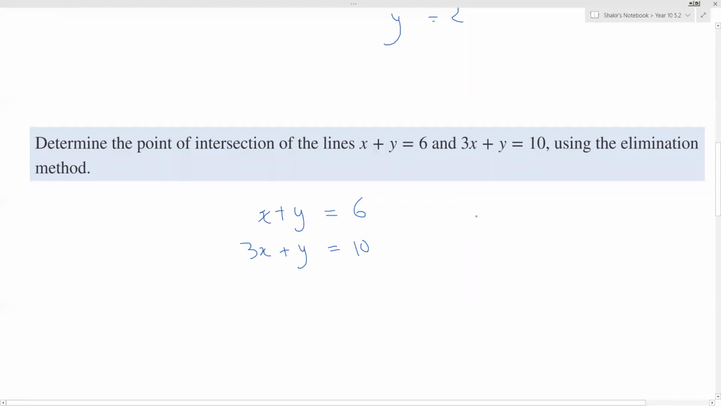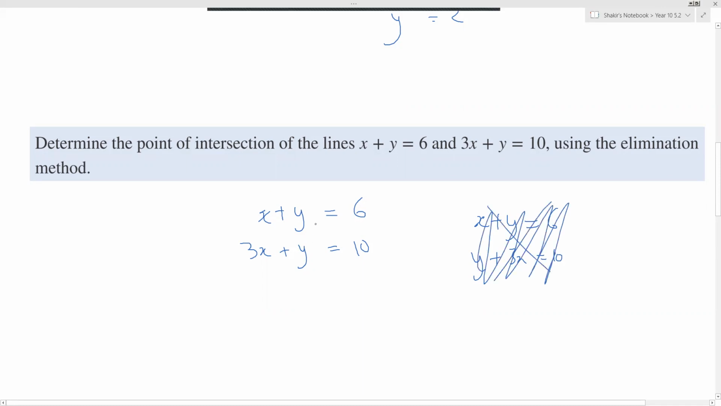You don't want to write like this, x plus y equals 6, and then write y plus 3x equals 10. Not that there's anything wrong with it, but it's just a recipe for disaster. Just don't do it. Write it the way I've written it. So x's are on top of one another, y's are on top of one another, in a column. So don't do this. Bad.